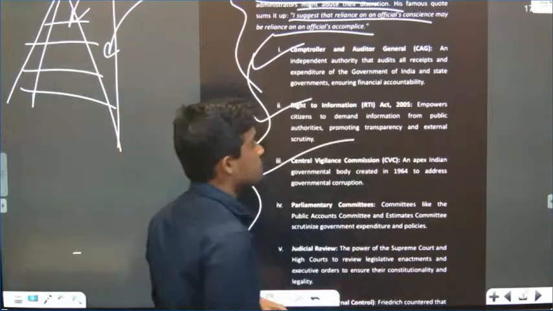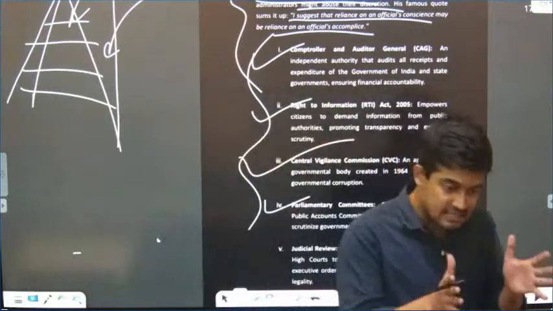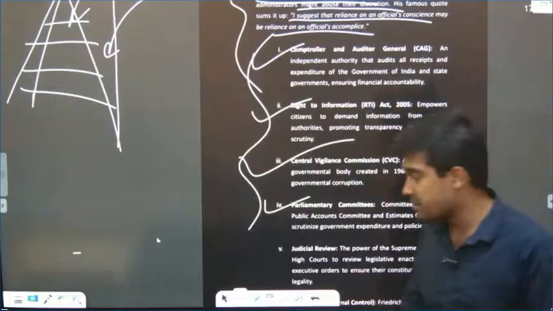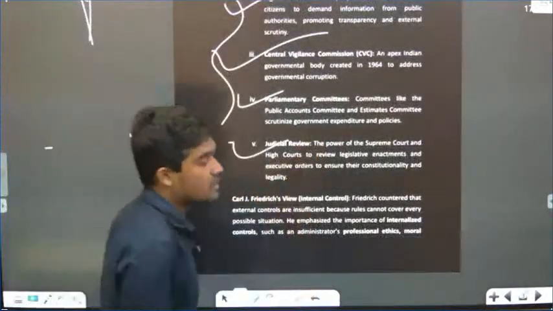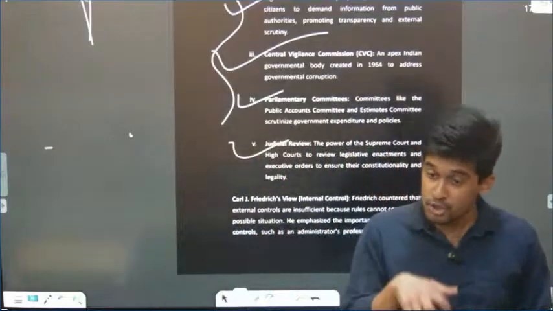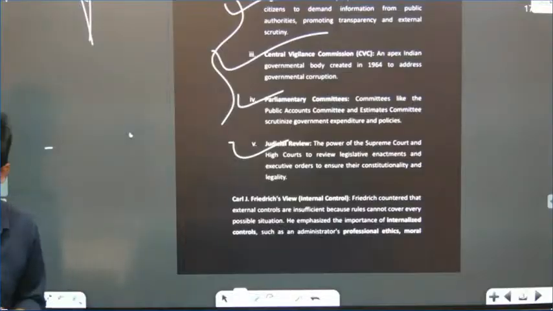Similarly, the Vigilance Commission is there. Parliamentary committees are there that sit and determine what policies are to be implemented. And then things like judicial review are there. Yes, the judiciary sees whether parliament is working fine or not.